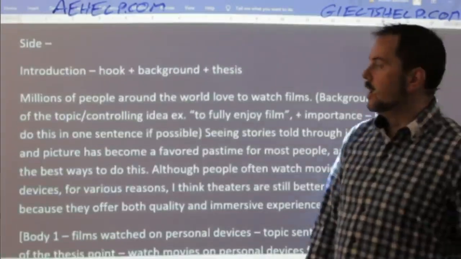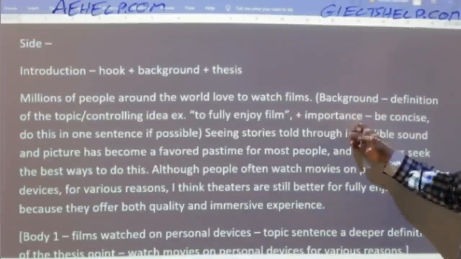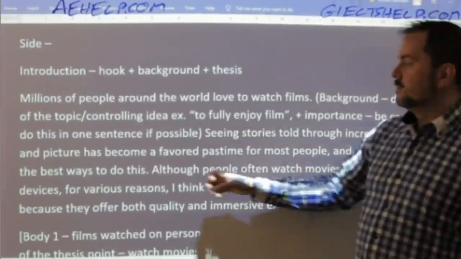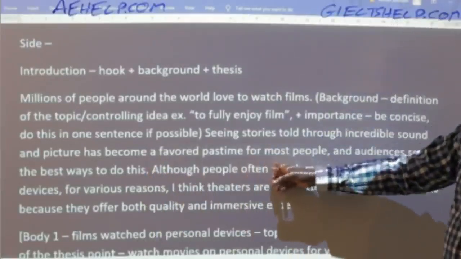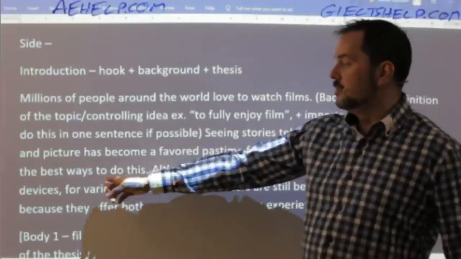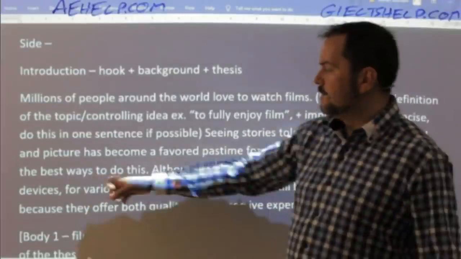So here we go. Millions of people around the world love to watch films. Seeing stories told through incredible sound and picture has become a favored pastime for most people, and audiences seek the best ways to do this.